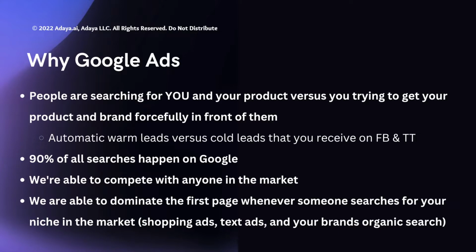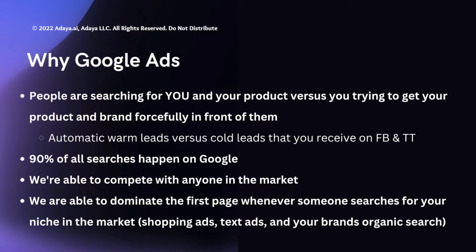Okay. Now, Google is also really cool because we're able to compete with anybody in the market. It's kind of hard to do that with Facebook or TikTok. Google is very straightforward. You can see who's dominating the page, and you can see how you can dominate the page. And we'll go over several ways on how to do that today, right? The biggest way to dominate the first page is having all types of ads and your organic search on the first page.